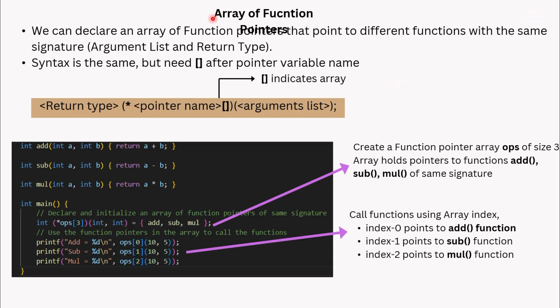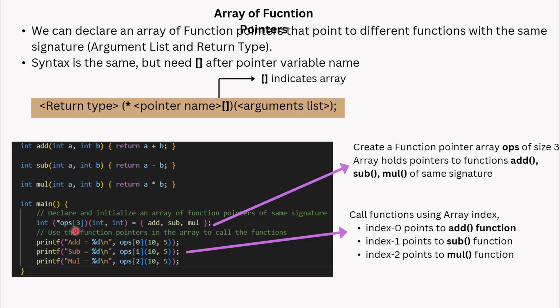You can also have an array of function pointers. Just as you have an array of integers, an array of variables or structures, you can also have an array of function pointers. The signature is the same, but you will have square braces, which indicate that it is an array of function pointers. You can see an example here. Whenever you declare an array of function pointers, it is an array of function pointers of the same signature.